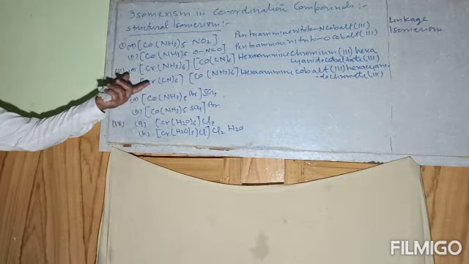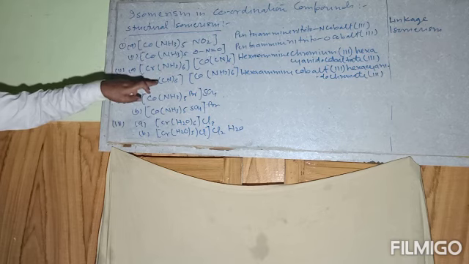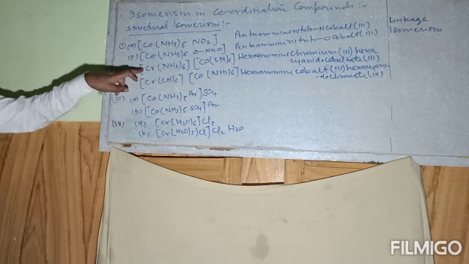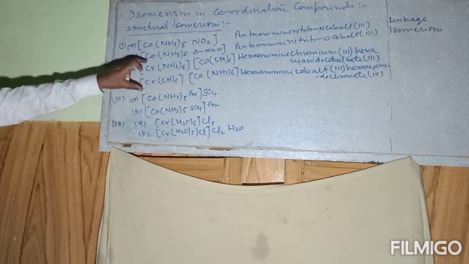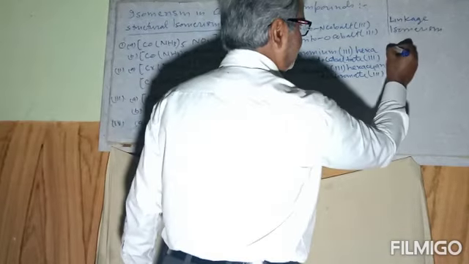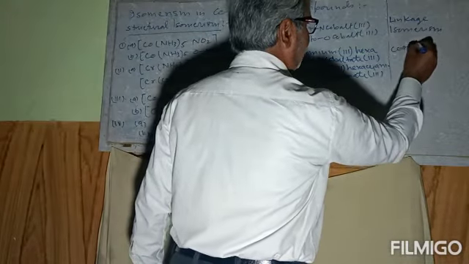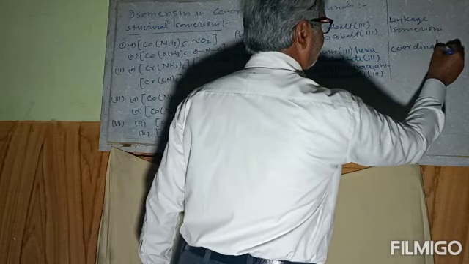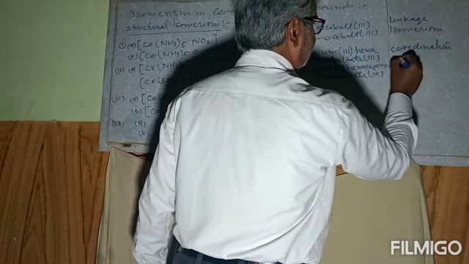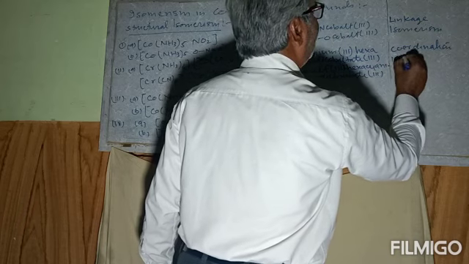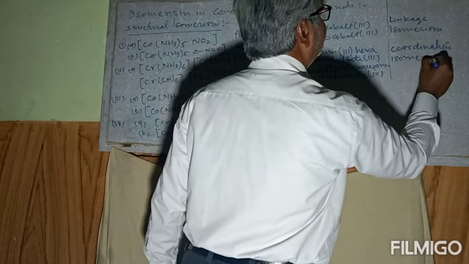The molecular formula of the compounds are the same, but the ligands which are coordinated with the center metal ion are different. So this type of isomerism is called coordination isomerism.